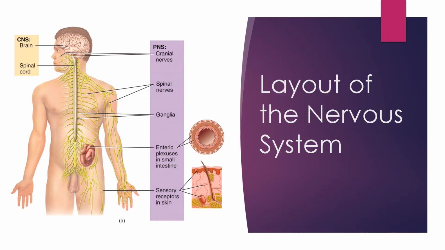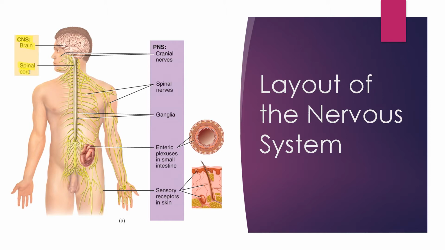With a mass of only 4.5 pounds and about 3% of total body weight, the nervous system is one of the smallest yet most complex of the 11 systems of the body. The central nervous system, abbreviated CNS, consists of the brain and the spinal cord. The spinal cord is connected to the brain through the foramen magnum of the occipital bone, and it's encircled by the bones of the vertebral column.